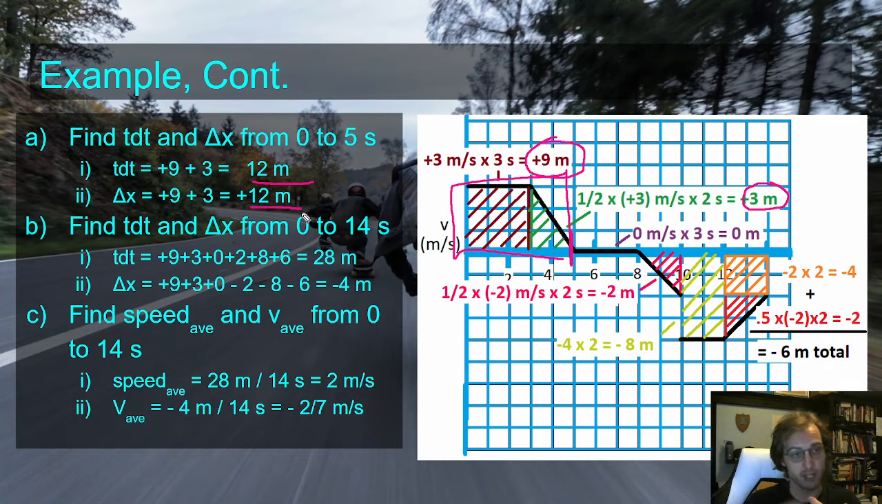For B, if we want to find the total distance traveled in time from 0 to 14, we add all of our stuff together. So for our total distance traveled, it's all positive. We don't care whether or not it was forward or backwards. We've got the +9, +3, +2, +8, +6, which gives us 28. I hope I calculated it correctly before. Let me double check. 12 plus 2 is 14, plus 8 is 22, plus 6 is 28. Great.